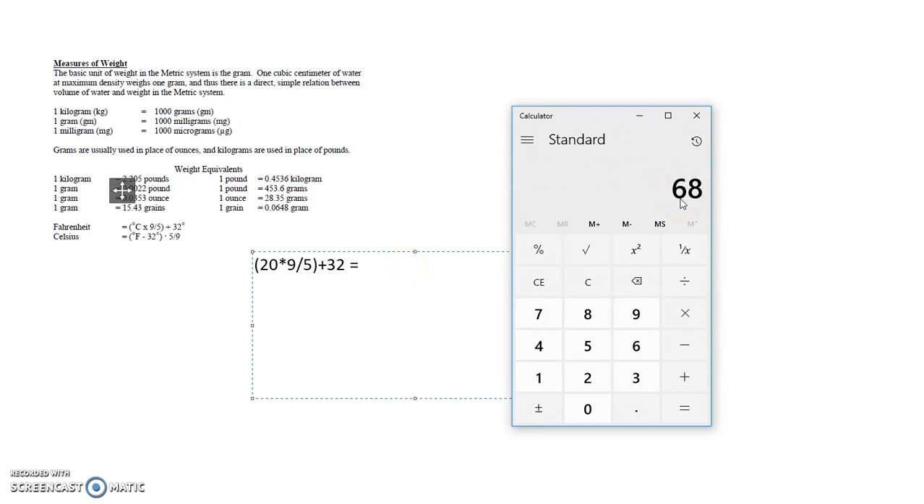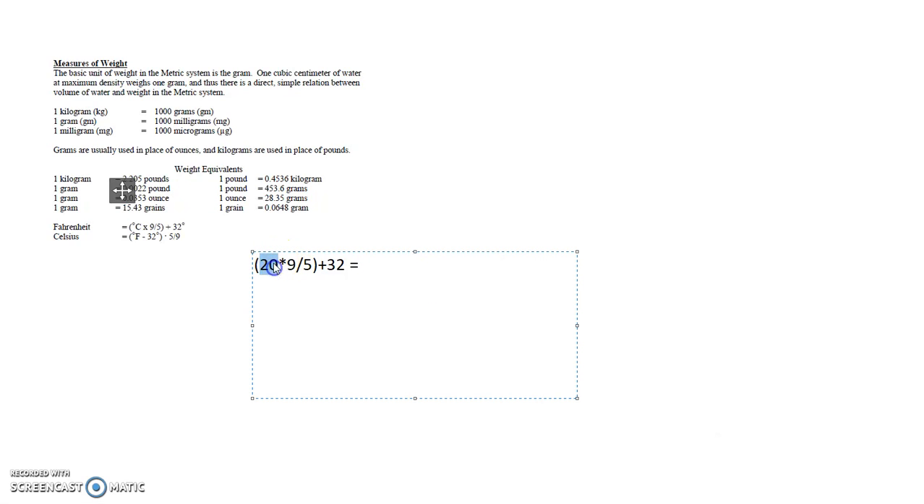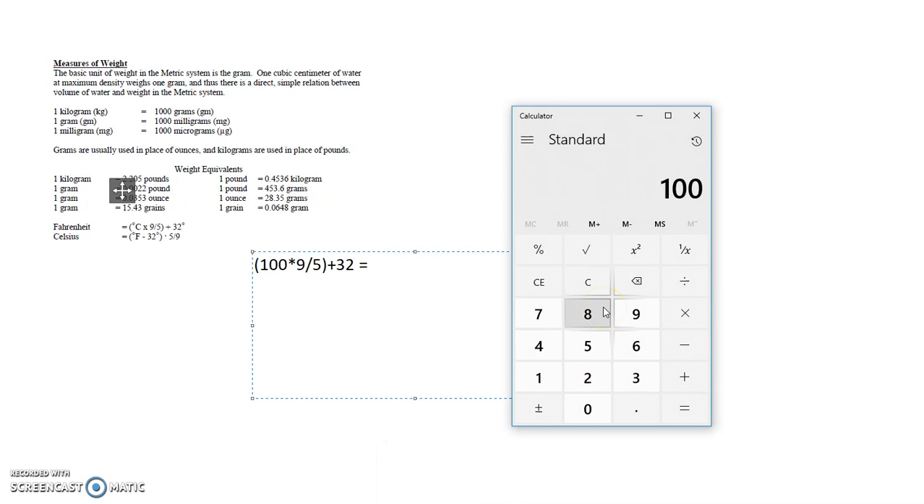Okay, well that's okay. I understand that. Let me check my work. Let me do this with instead 100 degrees Celsius. So that would be the boiling point. And I know that in Fahrenheit, that should be, what, 212, I believe? Well, let's see. 100 times 9 divided by 5 plus 32. 212 degrees Fahrenheit, so that's great.